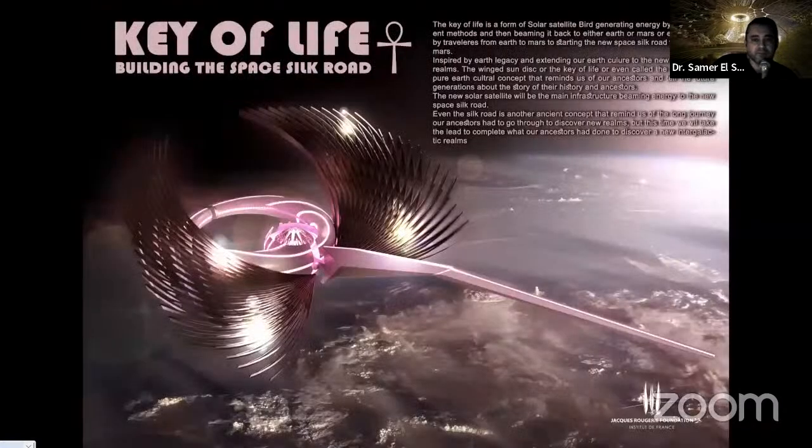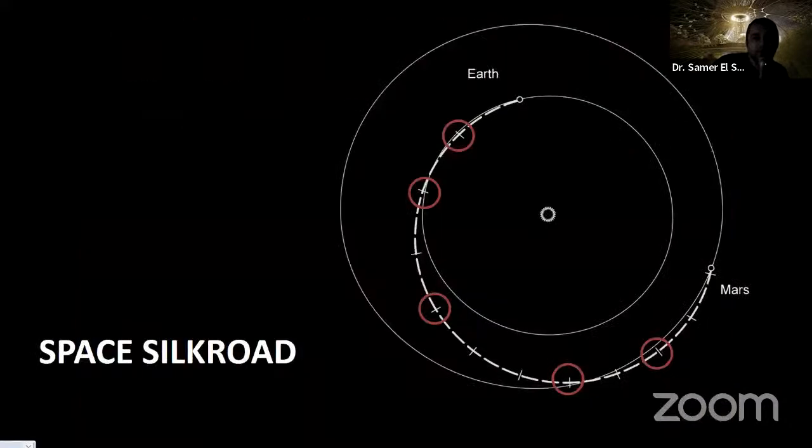Key of Life, which is also another project, represents the gas stations that could be fueling and providing energy between planets. It will be the new Silk Road. It will be called the Space Silk Road. So there are 1, 2, 3, 4, 5 different stations along the orbit from Earth to Mars. So now we can have less fuel, which means more payload in our launching vehicles.